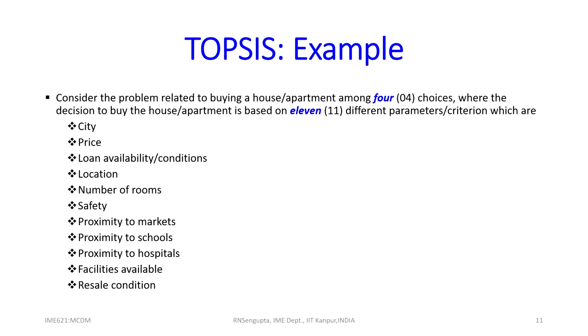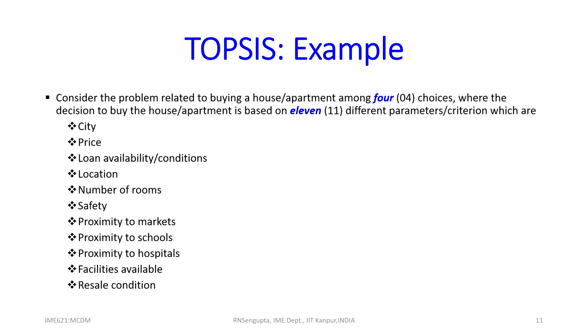So, consider the problem is related to buying a house or apartment among 4 choices, where the decision to buy is based on 11 different parameters. 4 choices means 4 locations, 4 alternatives, and the criteria parameters are 11 in number. They are: city, price, loan availability, location, number of rooms, safety, proximity to market, proximity to school, proximity to hospitals, facilities available, and resale condition.